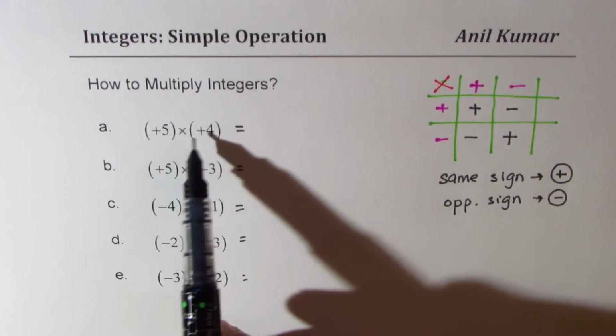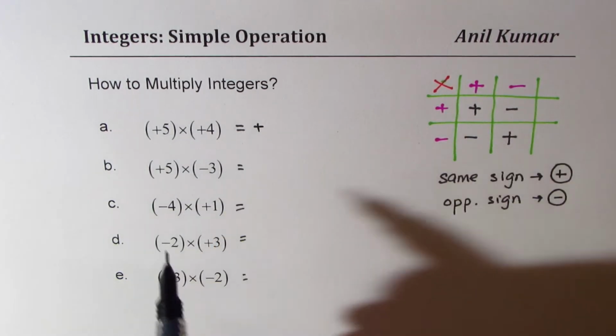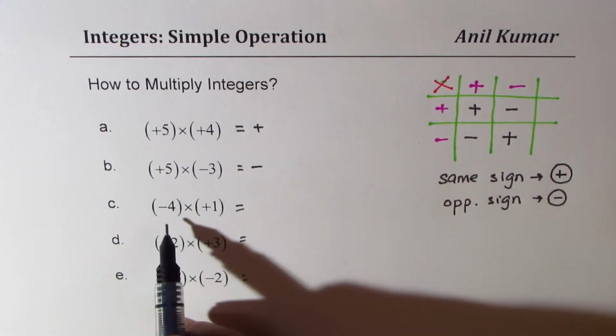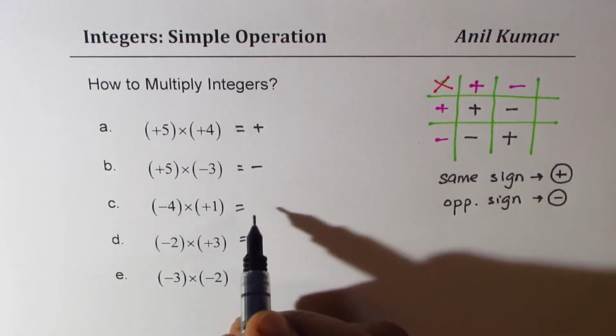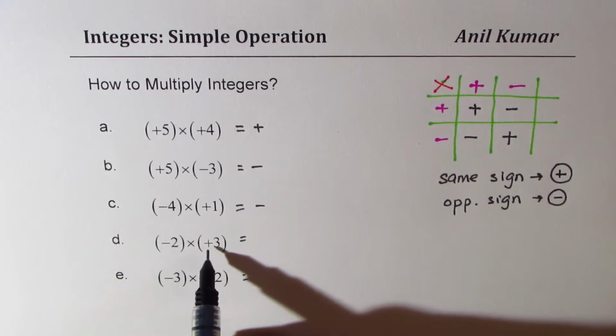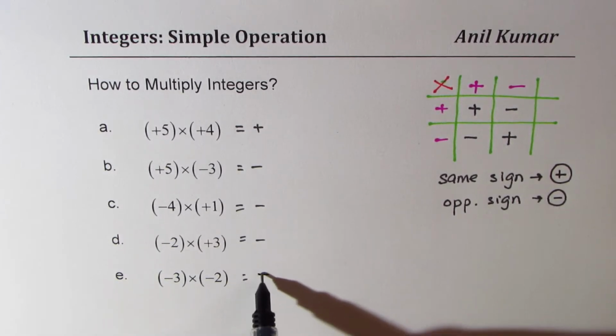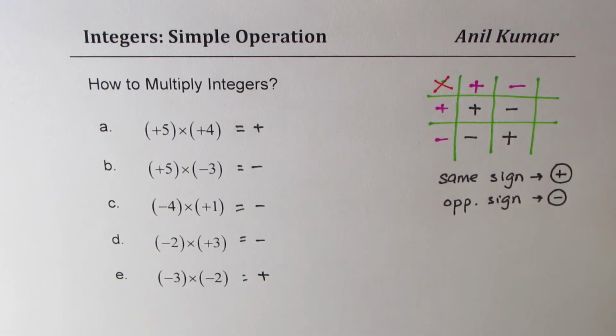Plus and plus means same sign, so we get positive. Plus and minus means opposite sign, negative. Minus and plus, opposite sign, negative. Minus and minus, same sign means positive. Is that clear?